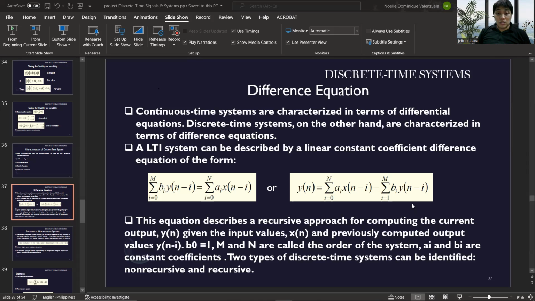So this equation describes a recursive approach for computing the current output, y(n), given the input values, x(n), and previously computed output values, y(n-i). b_0 is equal to 1. The M and N are called the order of the system. a_i and b_i are constant coefficients. Two types of discrete time systems can be identified, which are the non-recursive and the recursive.